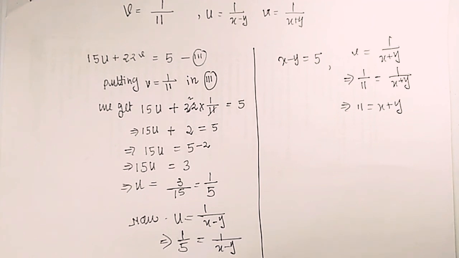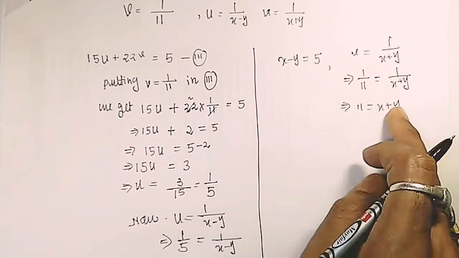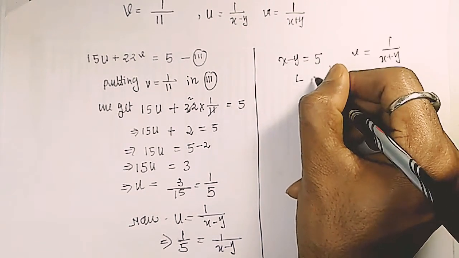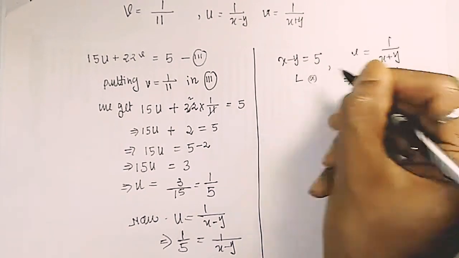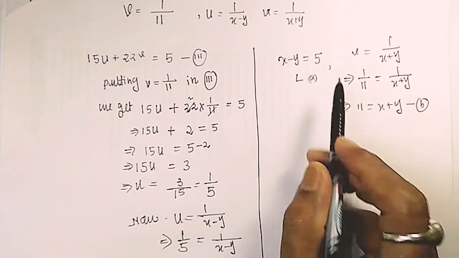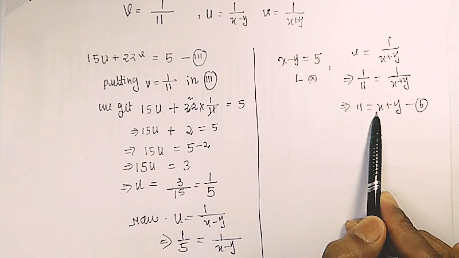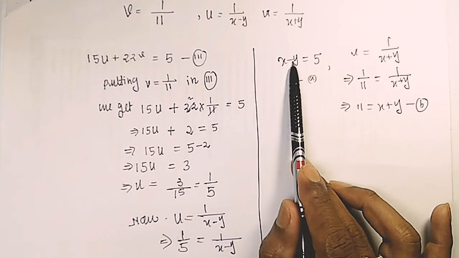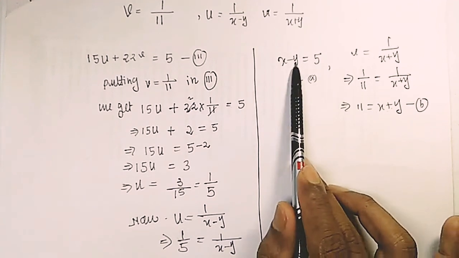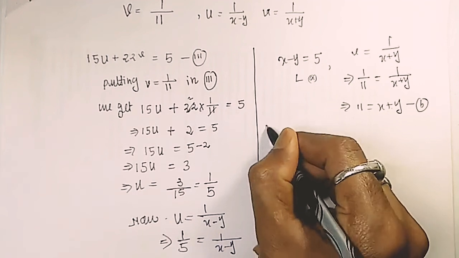So finally, to find the values of x and y, we need to solve these two equations. This is the last step. Suppose this is equation A and this is equation B. The coefficient of x is 1 here and 1 here. The coefficient of y is minus 1 here and plus 1 here. So to eliminate y, simply add A and B.